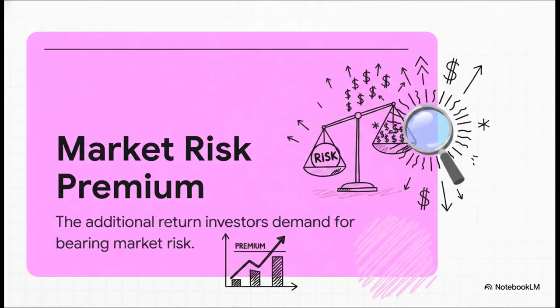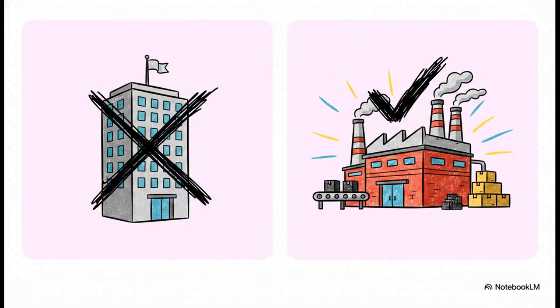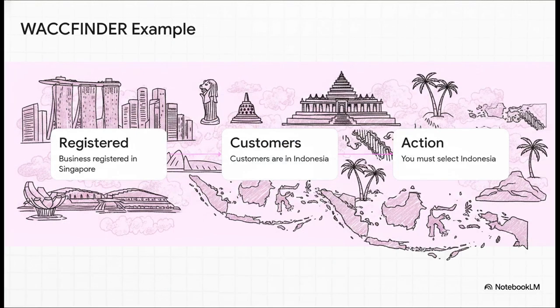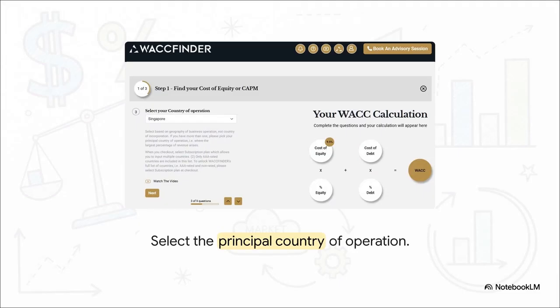Think about it. This premium is the extra return investors demand for bearing on-the-ground market risk. The fatal trap? Prioritizing a paper registration over the physical reality of where business actually happens. Let's look at a real-world scenario using WACFinder to see exactly how this plays out. Business registered in Singapore, but your paying customers are in Indonesia? You pick Indonesia. You've got to account for the real localized risks of the jurisdiction actually generating the revenue.